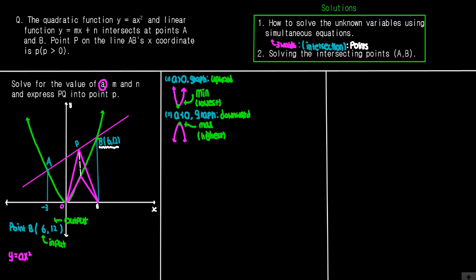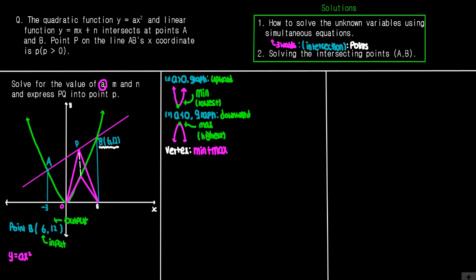From here, we can think about the definition of our vertex. The vertex is the same thing as the minimum or the maximum point, and that gives us the vertex.